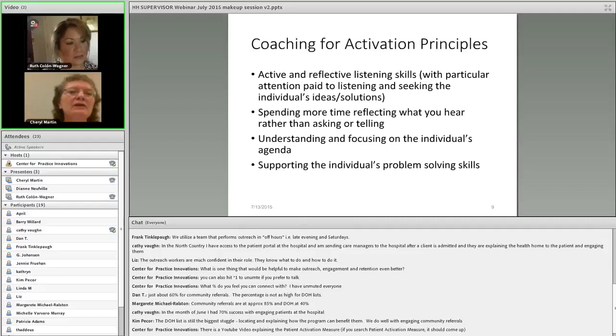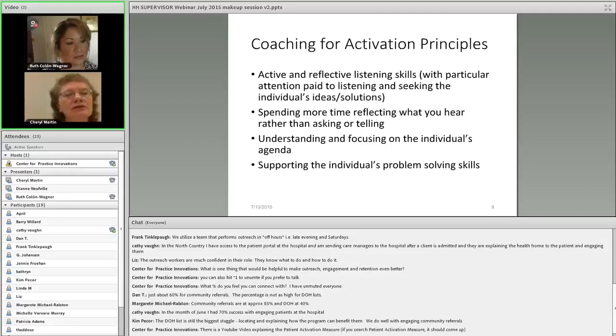And I would say that anything that we talk about with activation for the consumers, for the people we work with, we also do with the staff that we supervise. So we as supervisors can use the exact same skills with our staff that help them build the skills they'll need to work with the people they're serving.